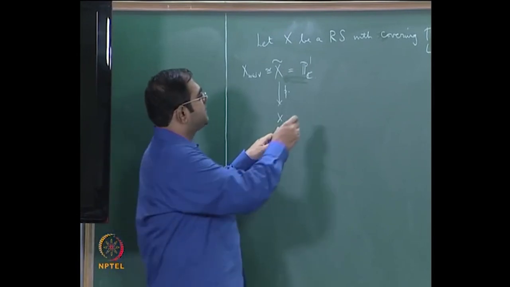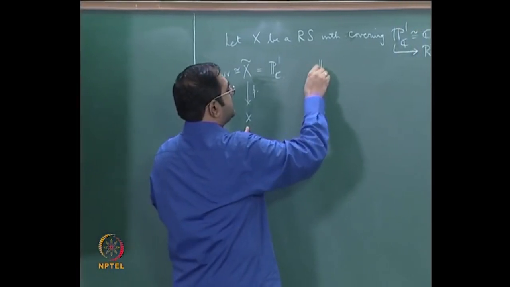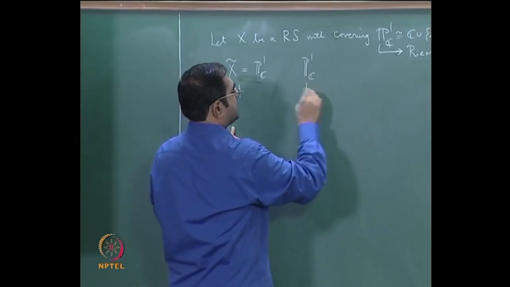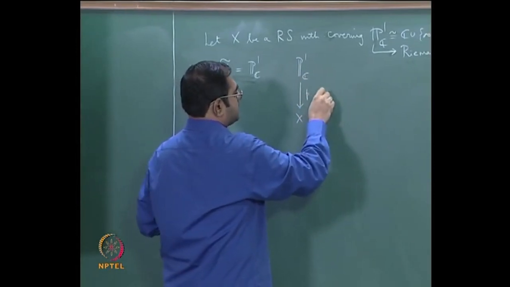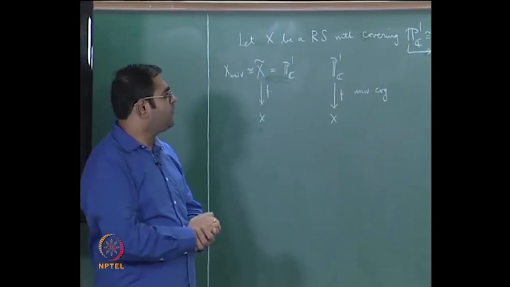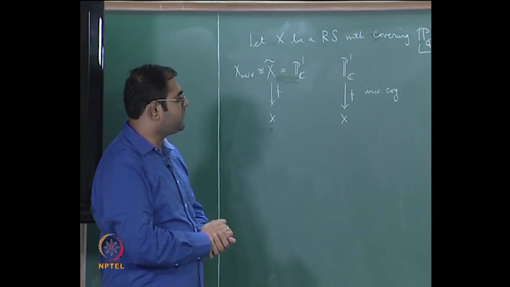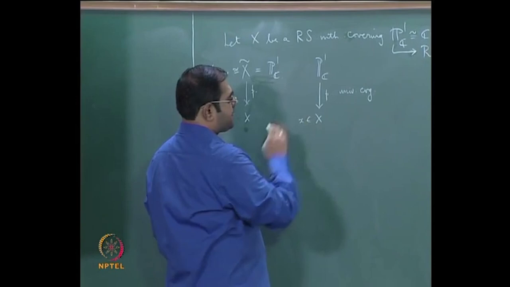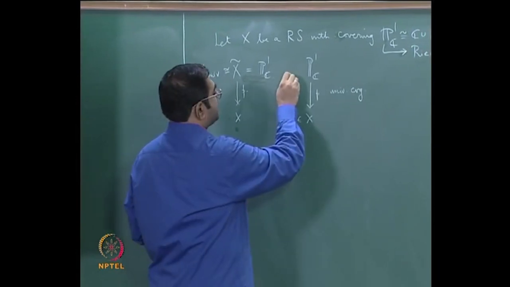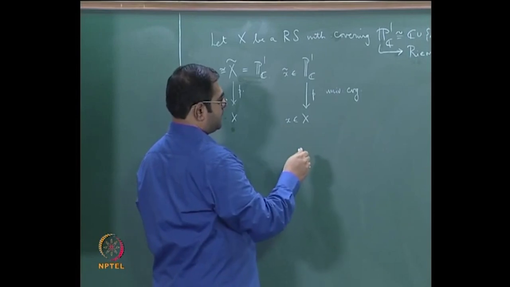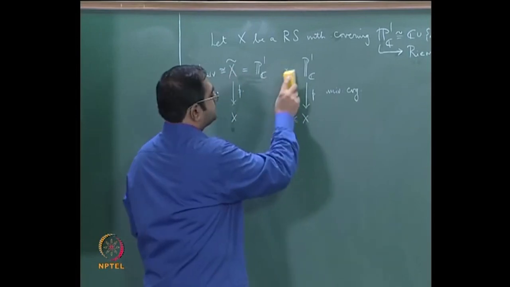So my situation is that I have P1C to X by this projection, and this is a universal covering. Now what do we know? We know that if I fix a point x here, and a point x tilde above, then I don't need to fix a point above.